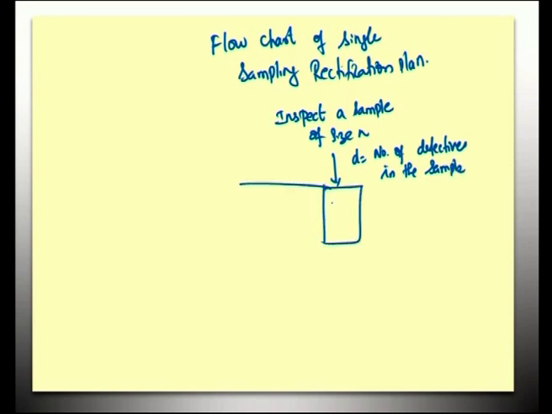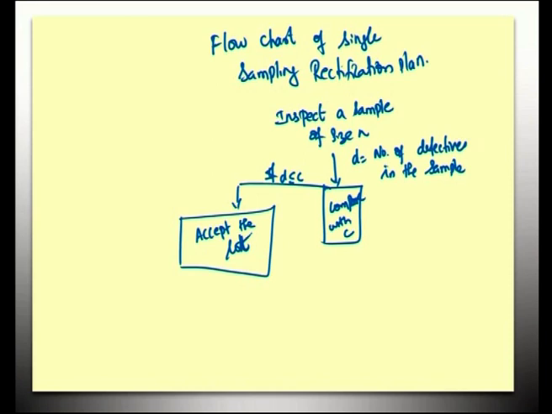Compare this D value with the C. If D is less than or equal to C, then accept the lot. If D is greater than C, then reject the lot, and it goes for 100% inspection.